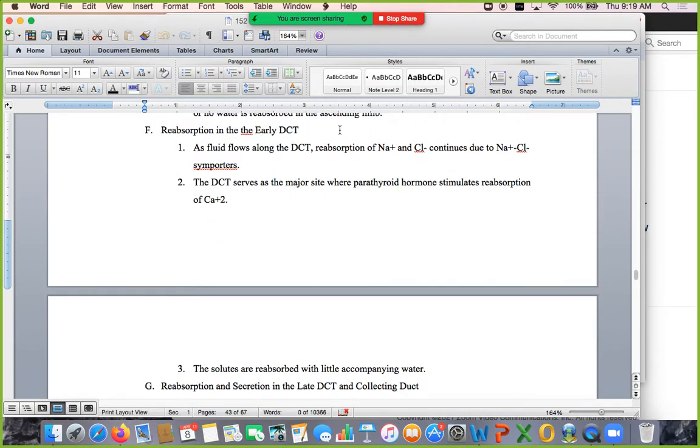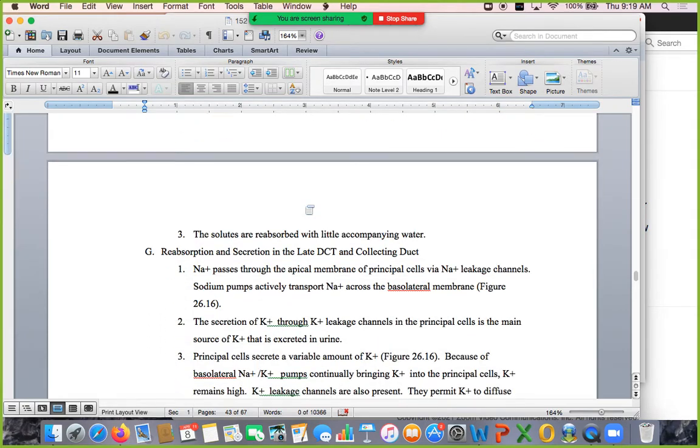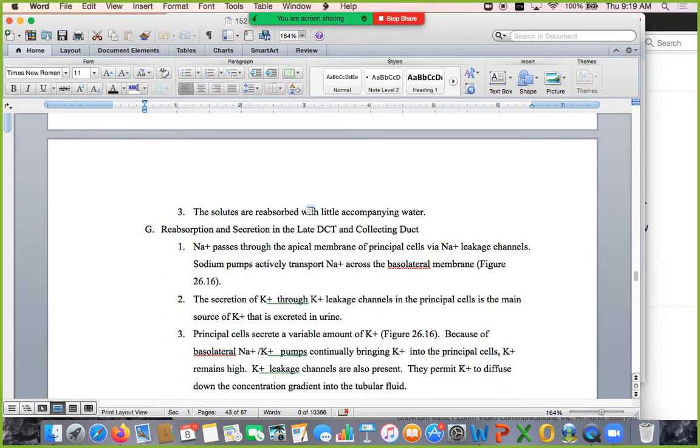So then we have resorption occurring in the distal collecting duct. And in the distal collecting duct, we have absorption of sodium and chlorine, which is going to continue through the sodium and the chlorine channels. And then this is going to serve as the major site where parathyroid hormone, remember PTH, we talked about being responsible for calcium levels. This is where we're going to start resorbing a lot of the calcium. And again, very little accompanying water is going to get resorbed there.